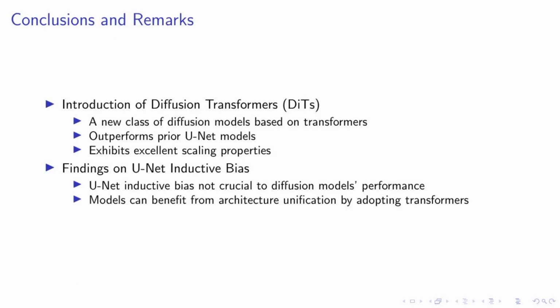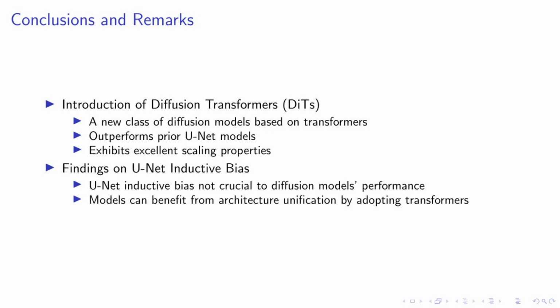In our study, we introduced a new class of diffusion models based on transformers, which we called Diffusion Transformers or DiTs. These models have shown to outperform the prior UNet models and exhibit excellent scaling properties, making them a promising avenue for future research. We also delved into the significance of UNet's inductive bias in diffusion models. Our findings suggest that the performance of diffusion models is not heavily reliant on UNet's inductive bias.